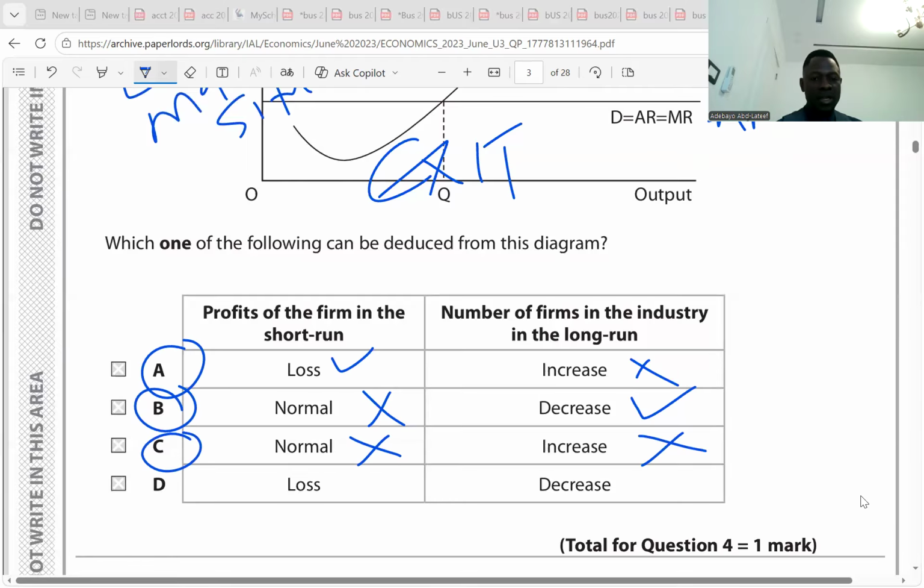So which one of the following? Okay, profit of the firm in the short run is a loss. Yes, it's a loss. And firms will exit, like I told you earlier on, because firms will exit the market, it simply means a decrease in the numbers of firms in the industry. And remember, an industry is a combination of firms selling homogeneous products. So the answer is D.